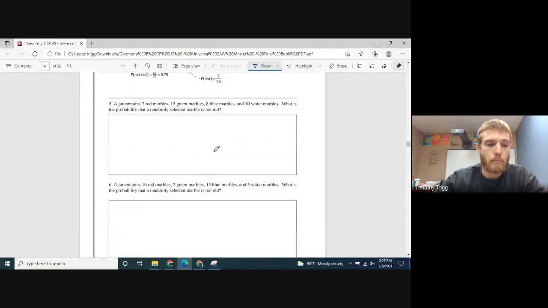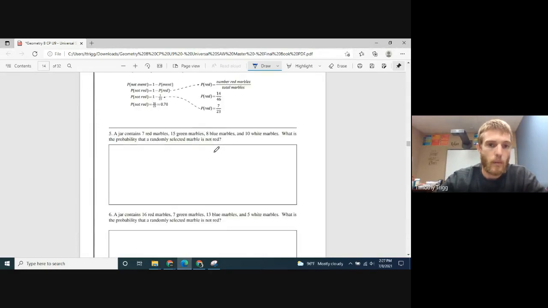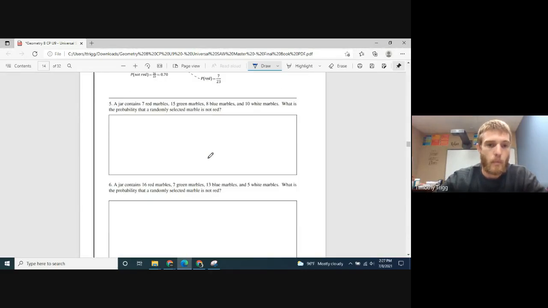Moving on. Problem 5. A jar contains 7 red marbles, 15 green marbles, 8 blue marbles, and 10 white marbles. What is the probability that a randomly selected marble is not red? Okay, so we want to know what's the probability of getting not red.